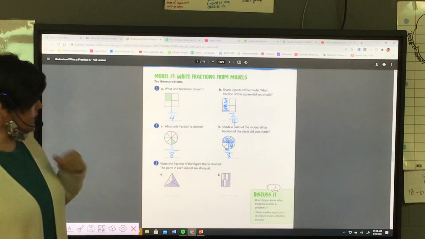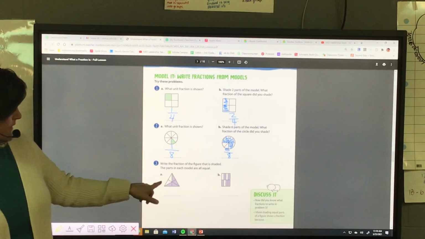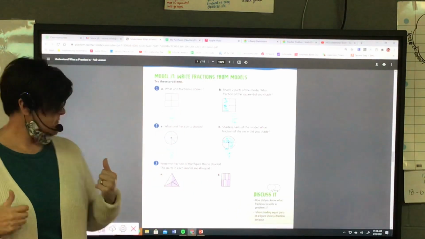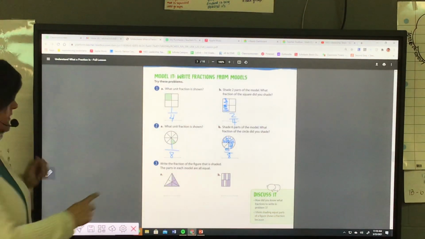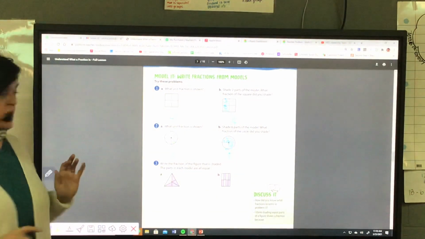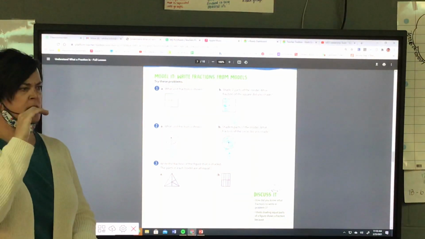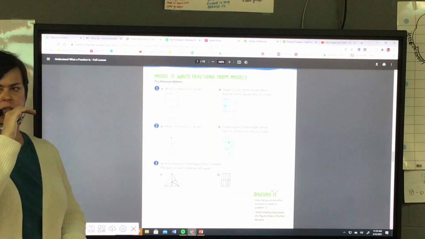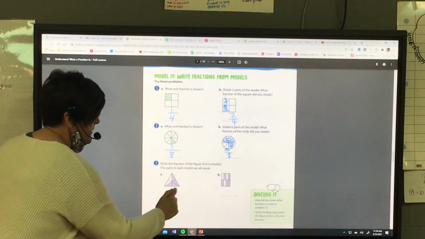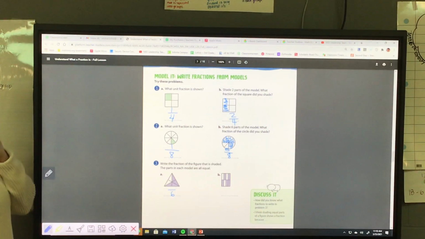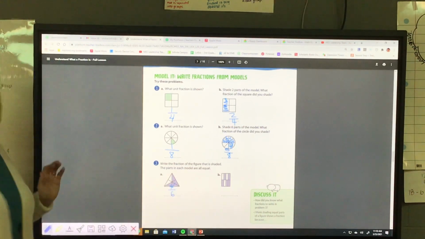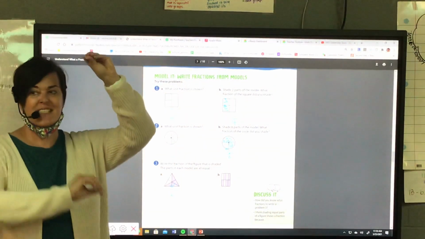All right, look at 3, A. How many parts are in the whole thing? 6. 1, 2, 3, 4, 5, 6. Okay, numerator or denominator? Denominator. The parts in the whole thing, that's our denominator. How many parts are shaded? 4. So how would we read that fraction? 4/6.